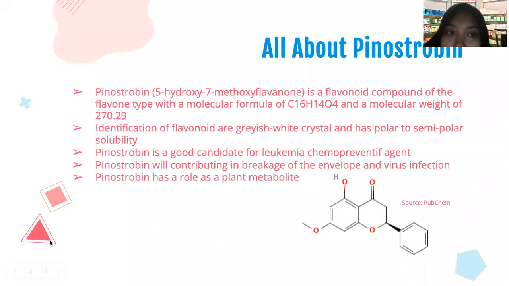It's all about pinostrobin. Pinostrobin is a flavonoid compound of the flavone type with a molecular formula C16H14O4 and a molecular weight of 270.29. Identification of flavonoid: grayish white crystal, with polar to semipolar solubility. Pinostrobin is a good candidate for leukemia chemopreventive agent. Pinostrobin contributes to the breakage of the envelope in virus infection. And pinostrobin has a role as a plant metabolite.